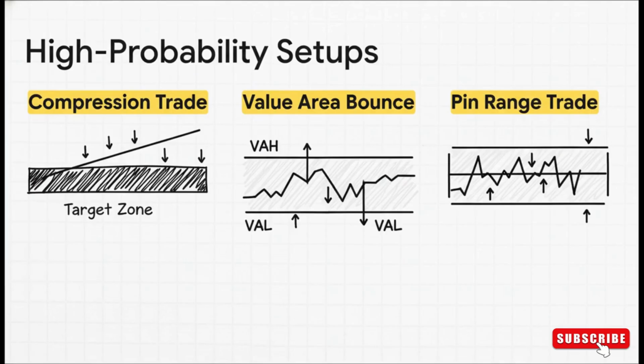Now, what's cool about this framework is that it gives you a few different plays you can run. First is the compression trade. If the market opens way far away from your pin zone, you can actually play for that reversion, that move back towards the magnet. Second, the value area test. You can trade a bounce off of yesterday's floor, the VAL, or a rejection from yesterday's ceiling, the VAH. And finally, you've got the pin range trade. This is usually for the afternoon. Once price gets trapped inside that pin zone, you can actually scalp the tight little range it creates.